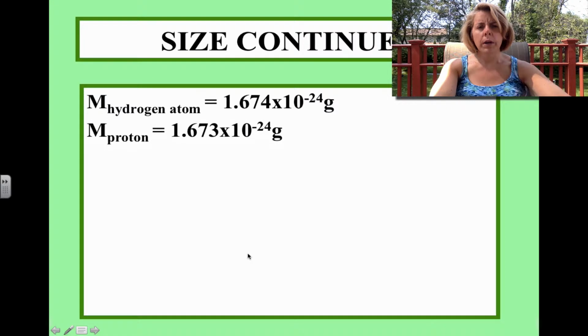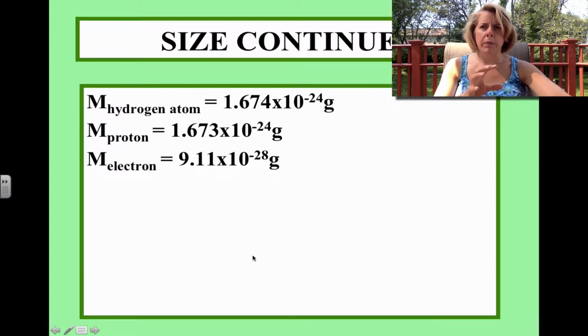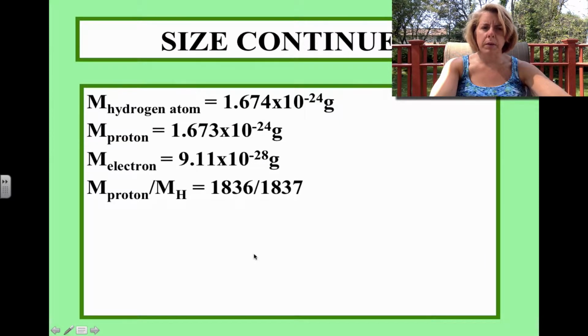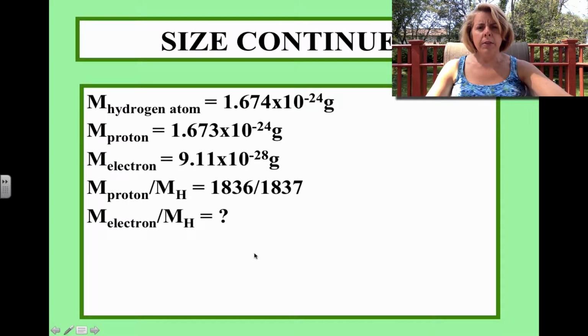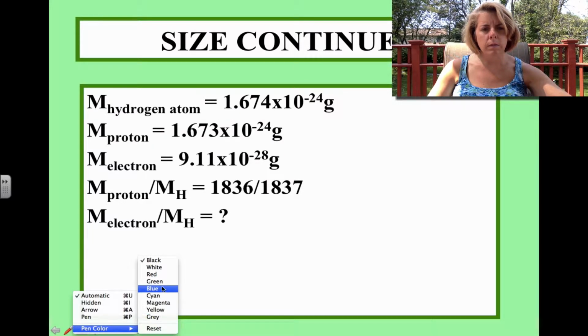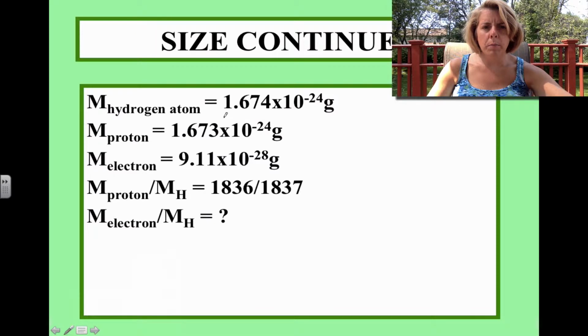Okay, so what happened is scientists came up with a way to measure the mass of a single atom. Up to this point, they were just measuring a group of atoms, but eventually they got to the point where they could be very precise about things. And they noticed that the mass of the hydrogen atom was 1.674 times 10 to the negative 24 grams.